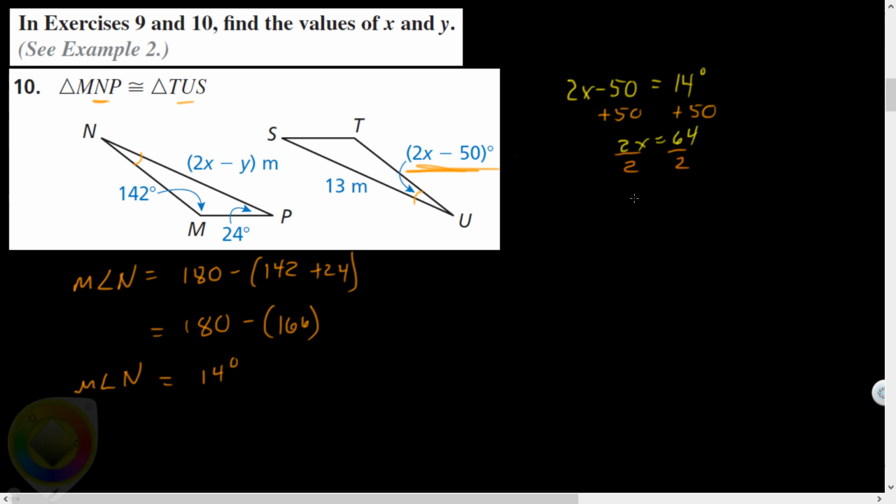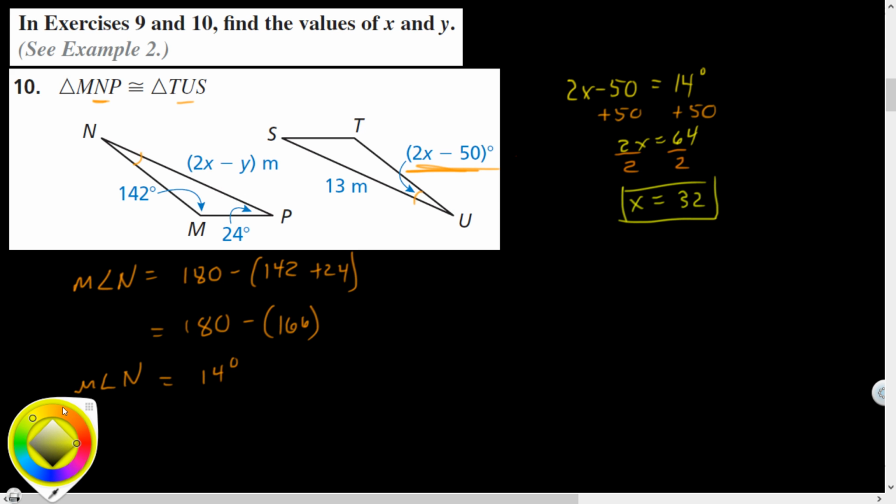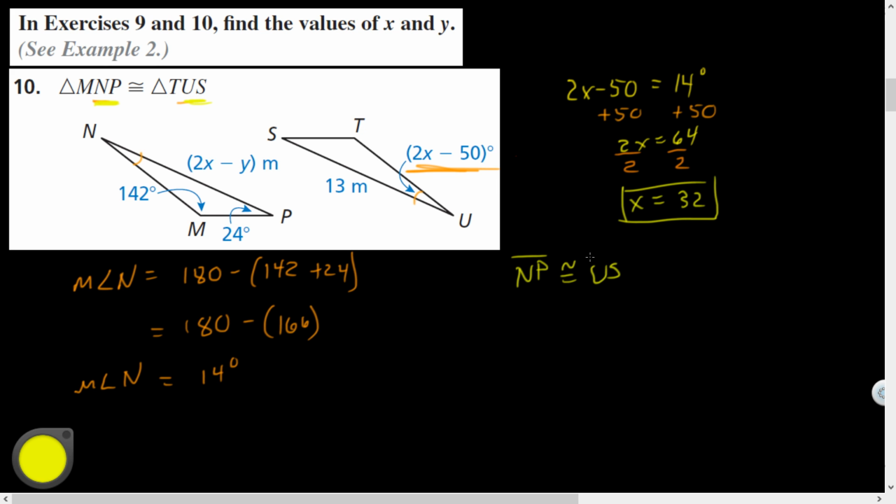And x is equal to 32. So there's my x right there. But now I've got to find the y. Now, y is in an expression that is referring to the length of NP. I'm going to say that NP is congruent to which segment now? NP is congruent to US, actually.